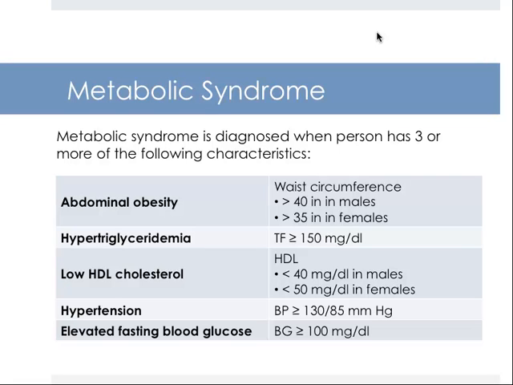The third parameter is your HDL cholesterol. Remember, your HDL cholesterol is your good one. H for healthy. If the good cholesterol is low, that's not good. We want your good cholesterol high. So for males, if the good cholesterol is less than 40, or for females, if the good cholesterol is less than 50, that's considered to be a risk factor for the metabolic syndrome.